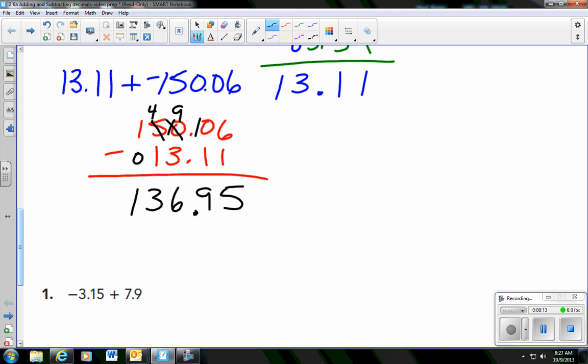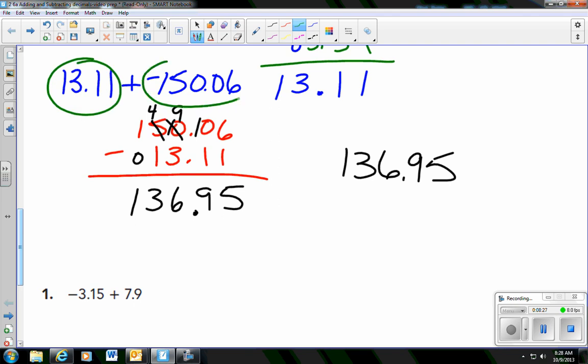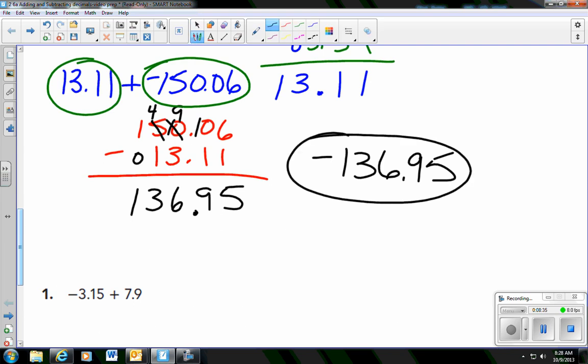So we get 136.95. Then you have to ask yourself, is it positive or is it negative? And again, if we go back up here, we have positive 13.11, negative 150.06. So we clearly have more negatives than we do positives. So our answer would be negative.